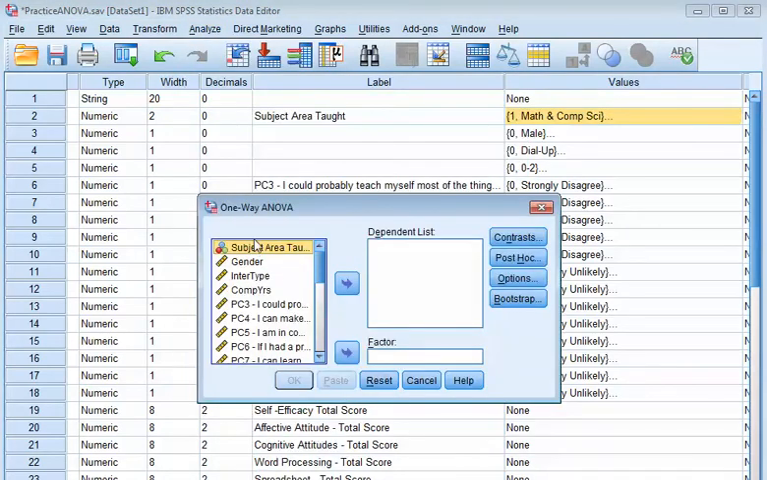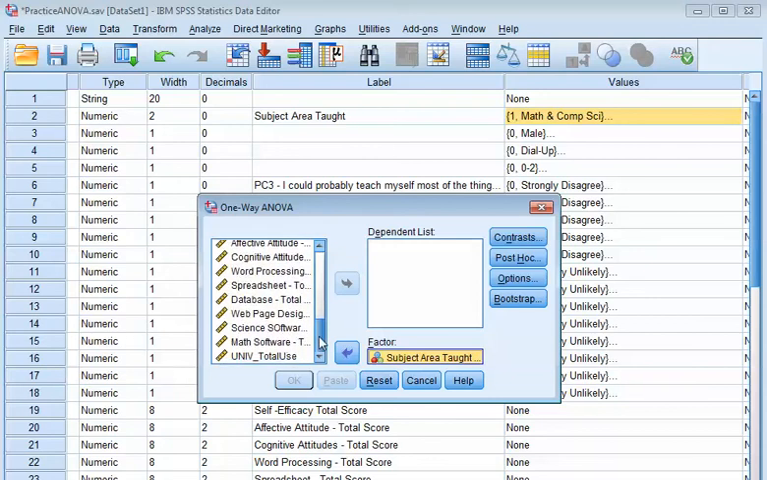Now, subject area taught is the factor. Factor is another word for groups. So that's where the 3 groups are going. And I'm going to compare them on their math software skills. That means their skills using math-based software.